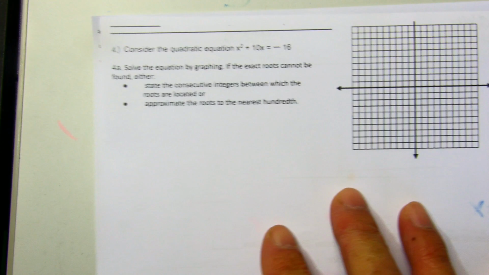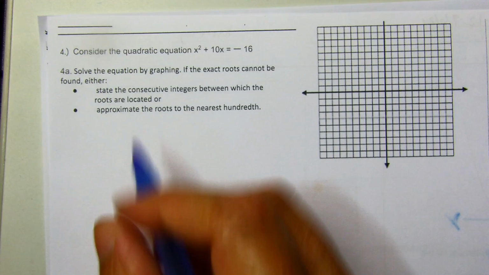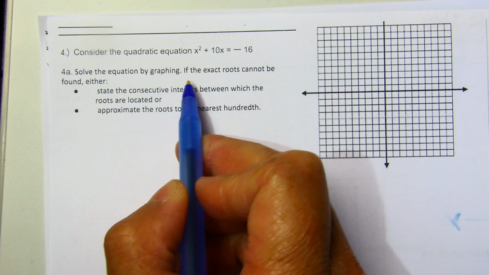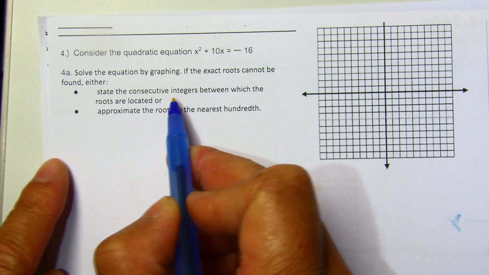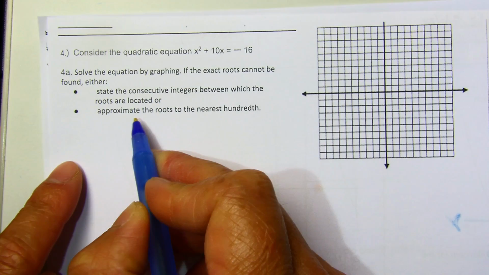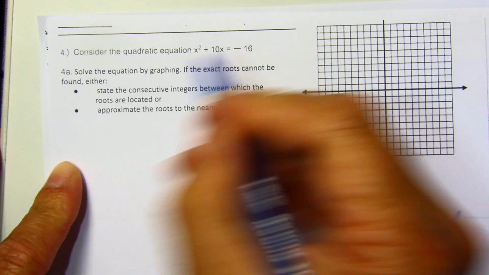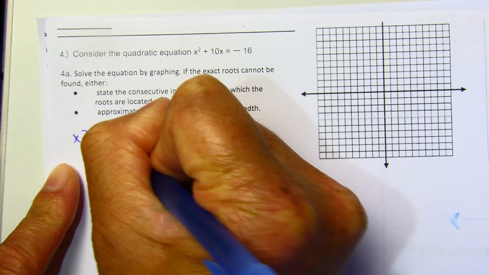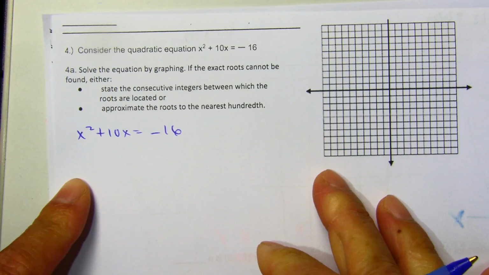Consider the quadratic equation x squared plus 10x equals negative 16. Solve the equation by graphing. If the exact roots cannot be found, either state the consecutive integers between which roots are located or approximate the roots to the nearest hundredth. So I'm going to write down my equation. And the first thing I'm going to do is set it equal to 0.